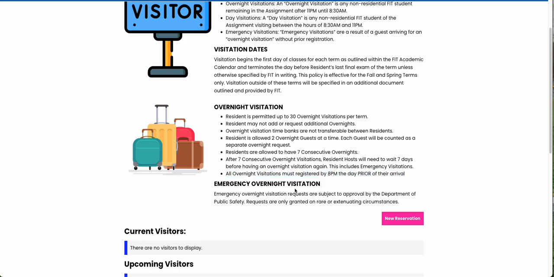And finally, overnight emergency visitation. This is up to the approval of the Department of Public Safety, and the student would need to talk to the public safety officer at their front desk to request an emergency overnight visitation. And it is really important to note that emergency requests are not necessarily granted unless there is an extreme circumstance that would warrant it.